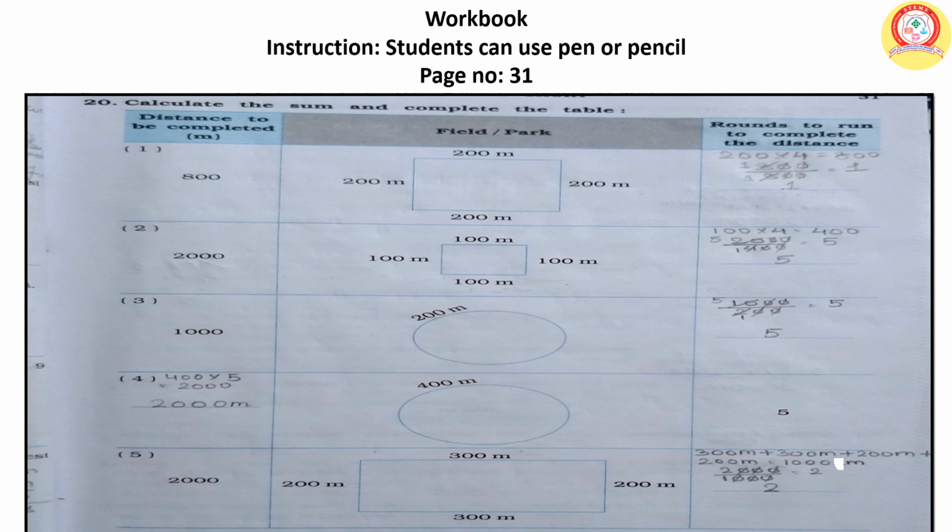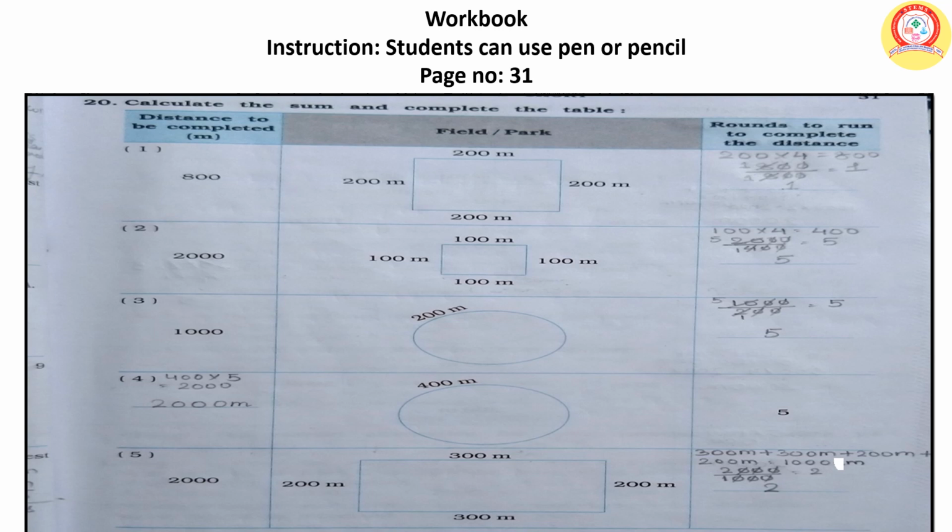Okay children, now let's move to the third one. Distance to be covered is 1000 meter. The distance of the field is 200 meter, as 200 multiplied by 1 is equal to 200 meter. Now we will see how many rounds are required to cover 1000 meter. So we will divide distance to be covered by the length of the round. So 1000 divided by 200, we will get 5 rounds to run to complete the distance.